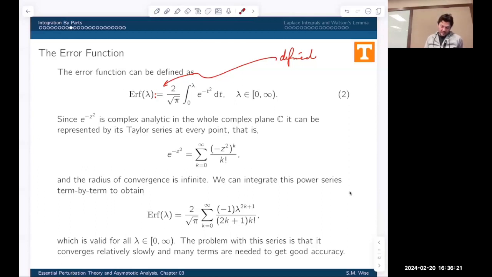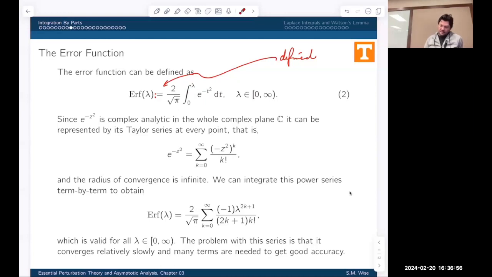The ERF is defined as this exponential integral. So notice again that it's an integral that has an exponential, and one of the limits, upper or lower, is equal to lambda, the parameter that's going to get large. So I want to estimate the error function as lambda gets larger and larger. I can also estimate as lambda goes to minus infinity, it turns out as well, using a similar procedure.